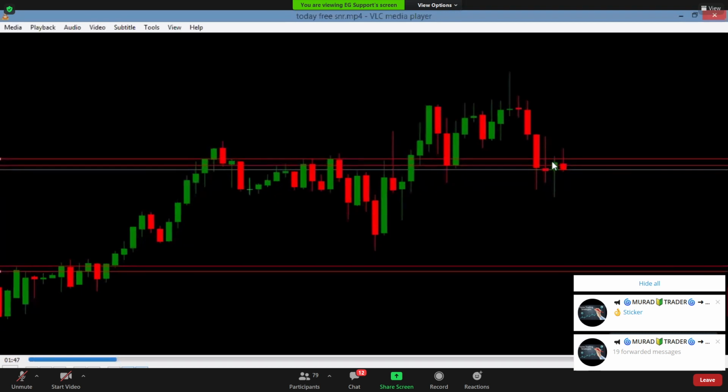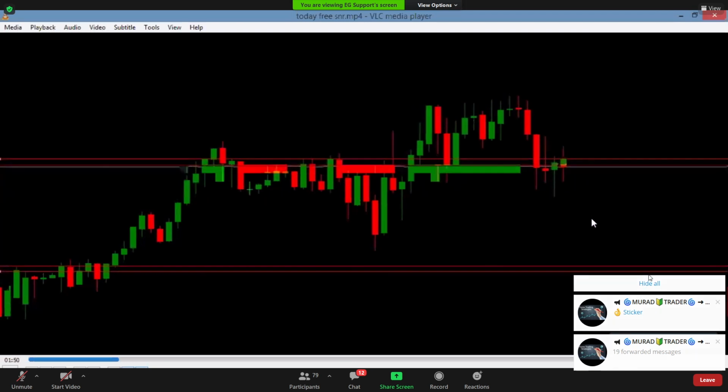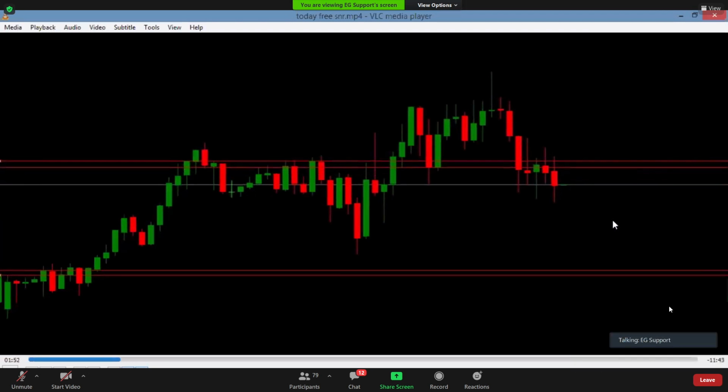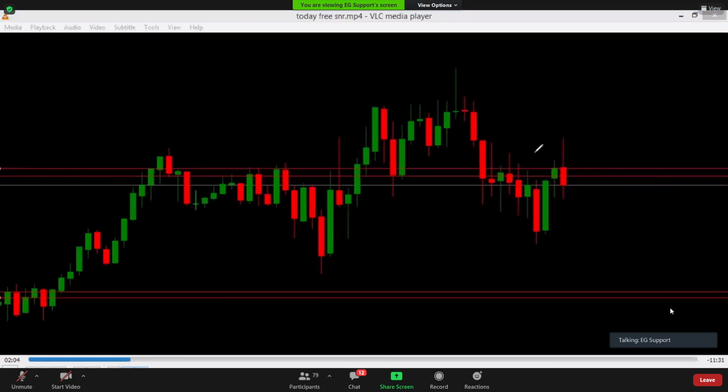So this candle closed at the level. So we can expect a seller's entry on the next candle. You can see we are seeing a red candle. In this candle there is a gap, but here this candle closed at the level. So you can expect a seller's entry.